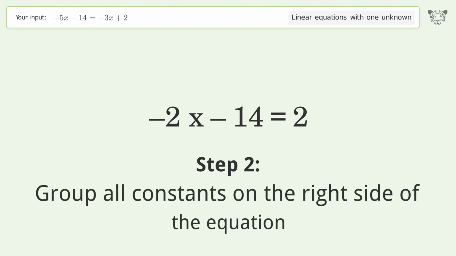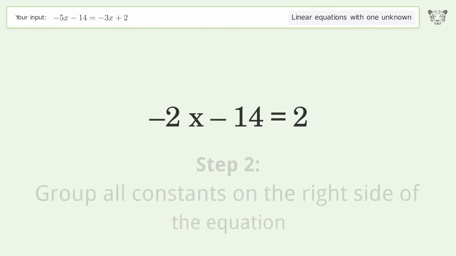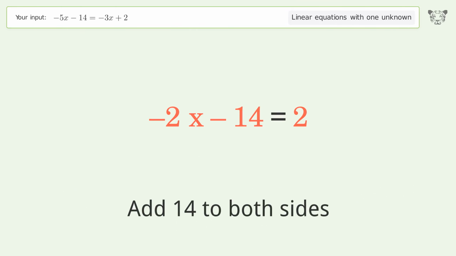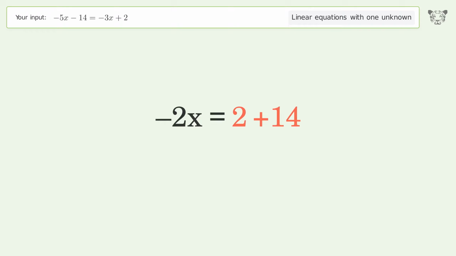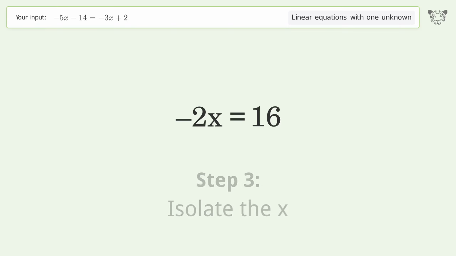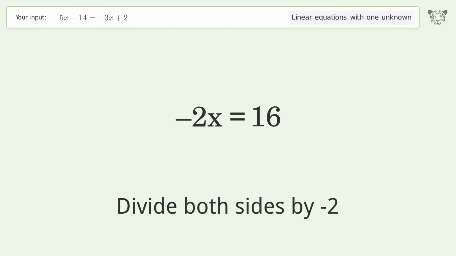Group all constants on the right side of the equation. Add 14 to both sides. Simplify the arithmetic. Isolate the x. Divide both sides by -2.